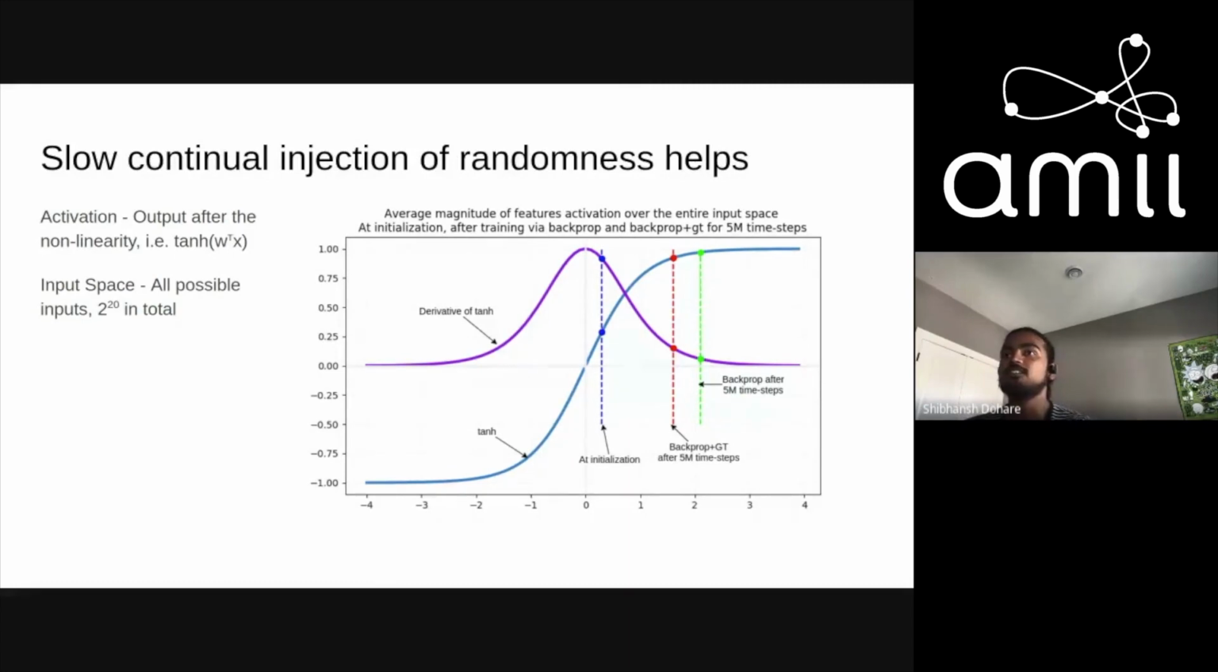When we continually inject randomness using this generate and test process, it helps keep the features closer to the initial distribution, which has high gradient, and thus it is much easier to adapt. It's easier to get to a new good approximation. Does that make sense to you, Zahir?